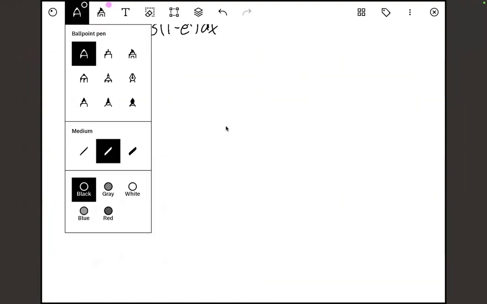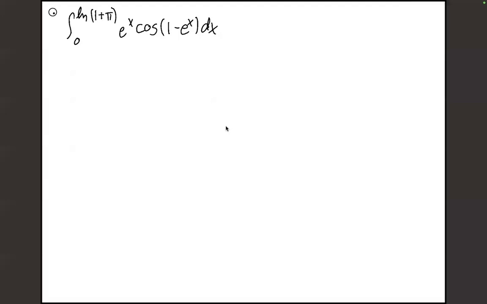Okay, but now I want to look at what happens if we pick the wrong u, right? So I'm going to rewrite this integral. It was x equals 0 and x equals ln of 1 plus pi, e to the x cosine of 1 minus e to the x dx, right? And let's say we understand that we're going to need u substitution for this. But we look at this and we say, oh, there's an e to the x here. And I know the derivative of e to the x is in fact e to the x, which is here. So what if I make my u equal to e to the x instead?